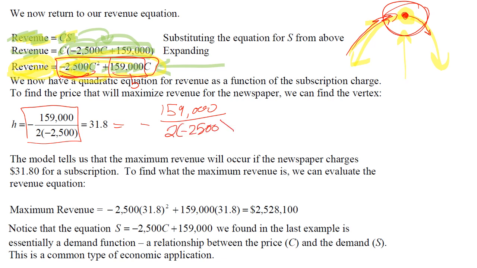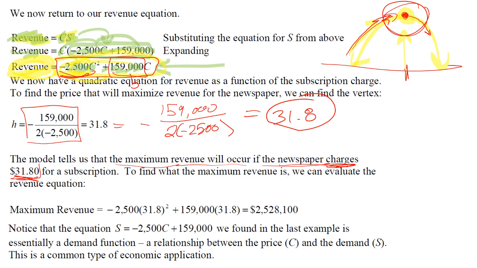Okay? Do that math and you get 31.8. That's your H. So what's that tell us? That tells us that would be the X value typically, or in this case the C value for this. So this model tells us that the maximum revenue would occur when the newspaper charges, C is the charge, $31.80 for a subscription.